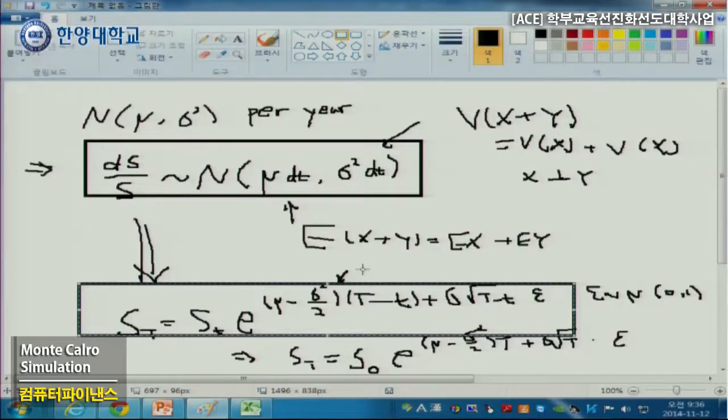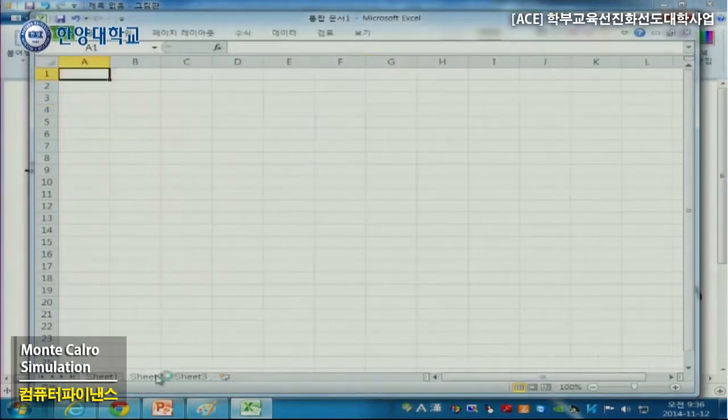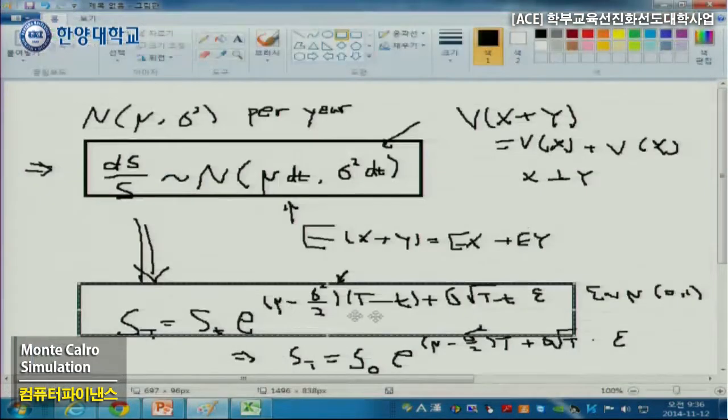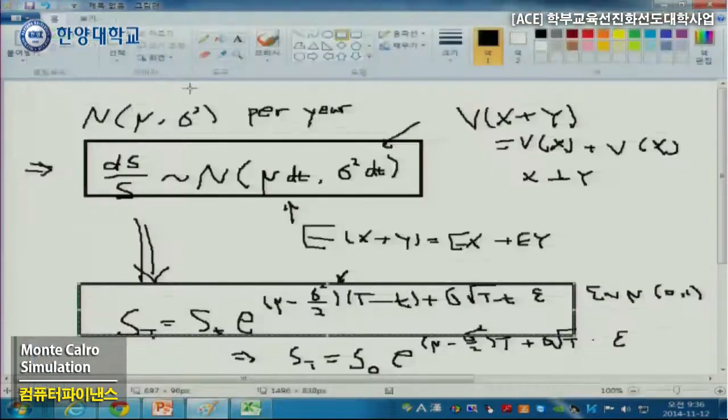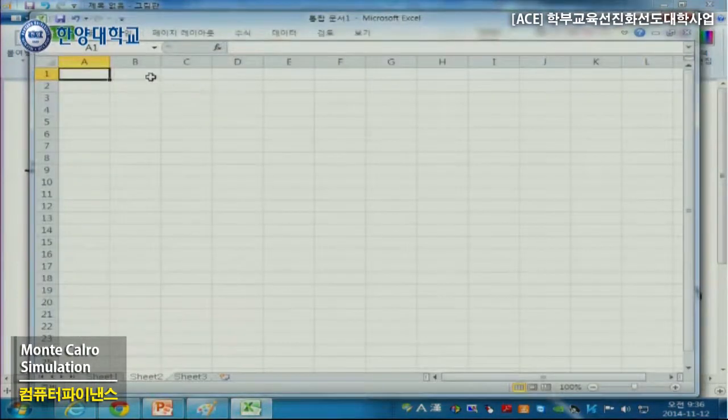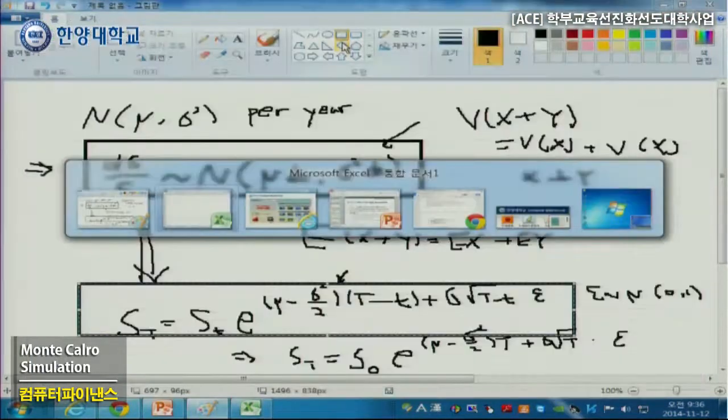So we can do the simulation. First we want to simulate this part. Let's say mu is, let's say, 10%. Actually, let's download the stock.